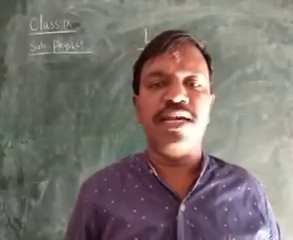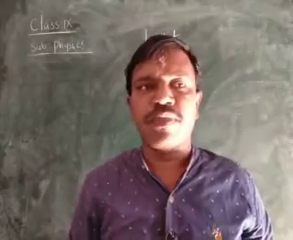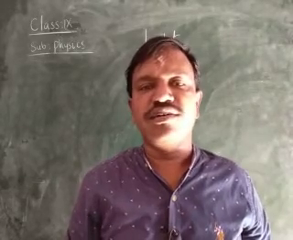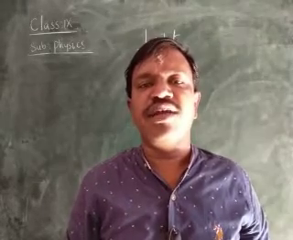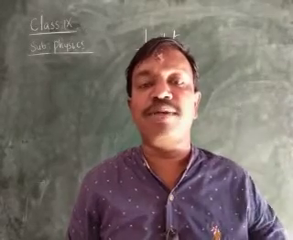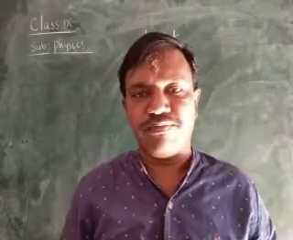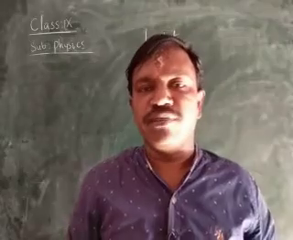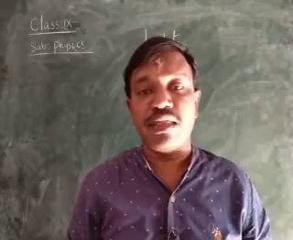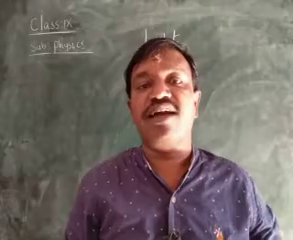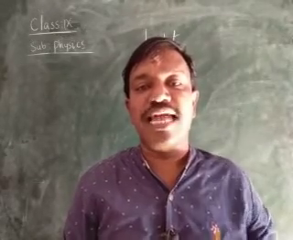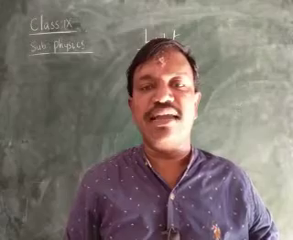In the last class, we were learning about reflection, children. Reflection is the bouncing back of light into the same medium. We learned the terms involved in reflection: incident ray, normal, reflected ray, angle of incidence, angle of reflection, glancing angle of incidence, glancing angle of reflection.